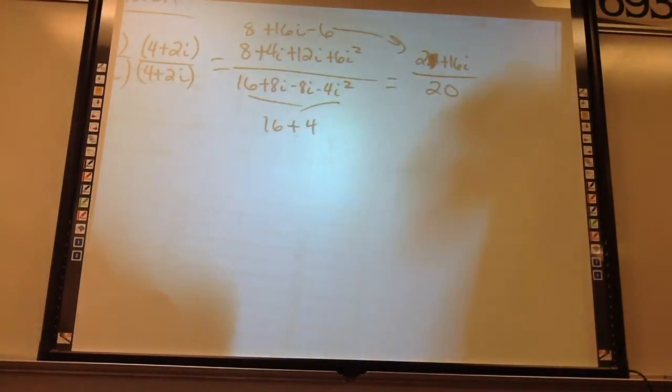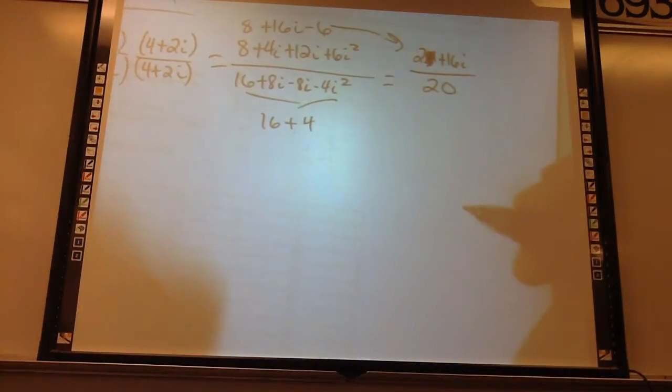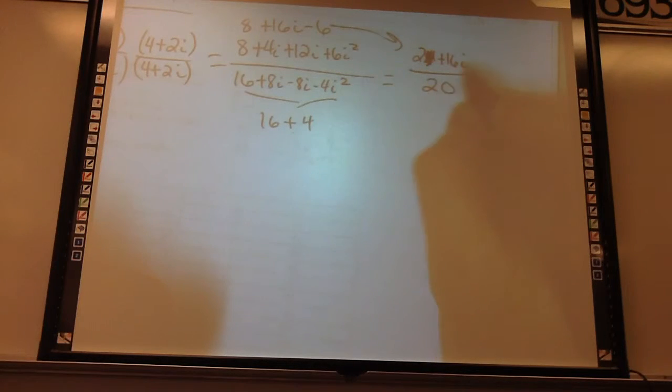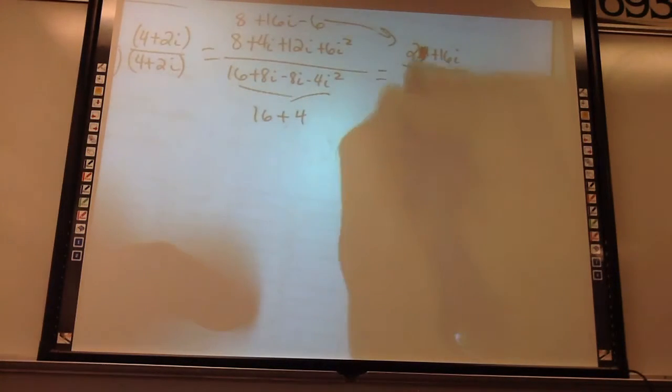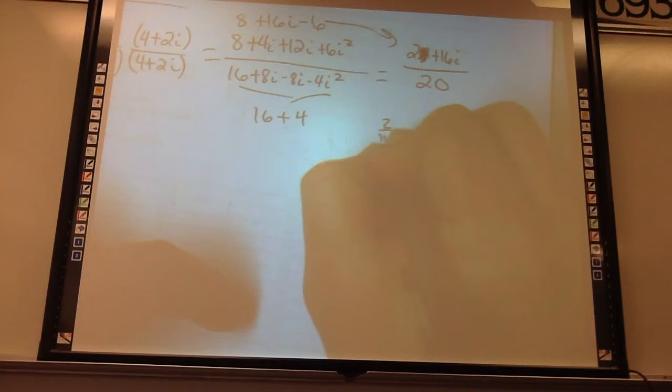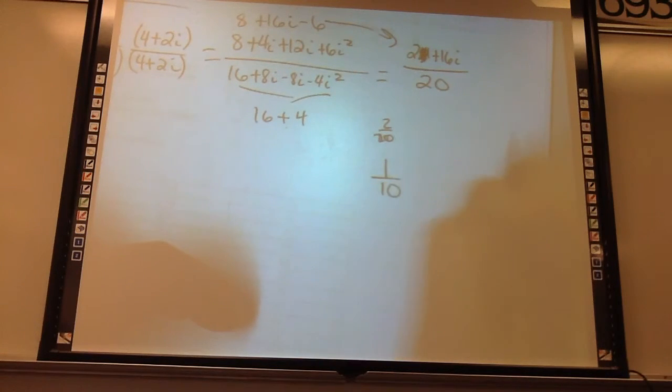Bottom is 20. But we're not done. Can you divide them all by 2? We have to divide them by 20. Perfect. 2 divided by 20, 2 20ths reduces to 1/10. And then 16 over 20. Reduce that. What goes into those? 4. 4 into 16 is 4, 4 into 20 is 5. So 4/5. So our final answer is 1/10 plus 4/5 i.